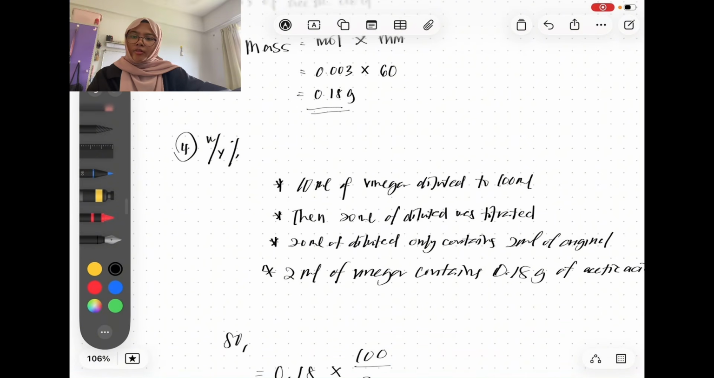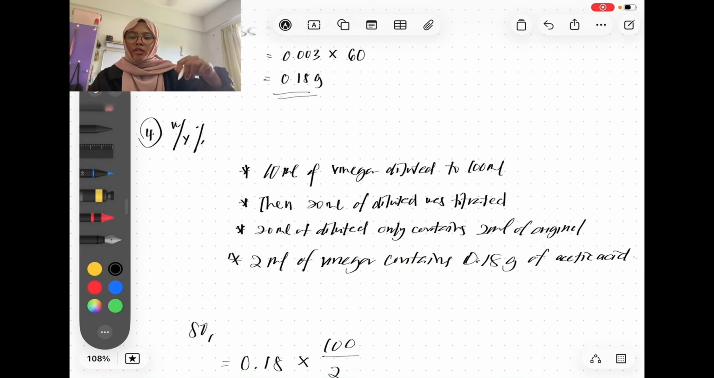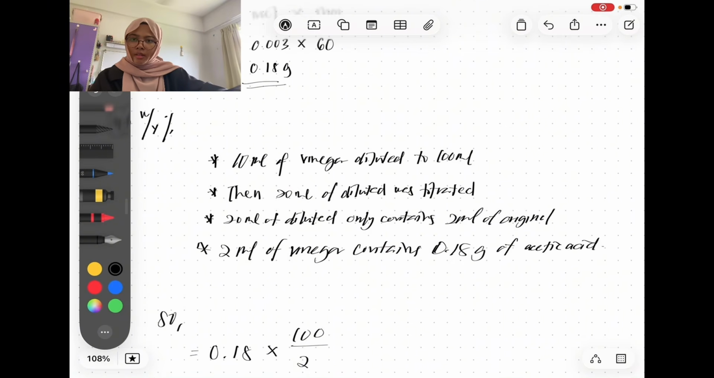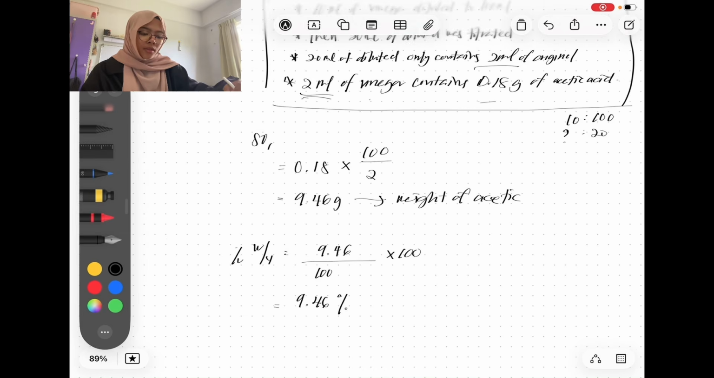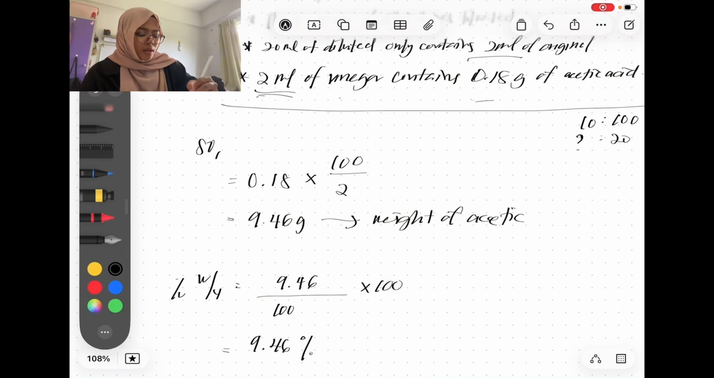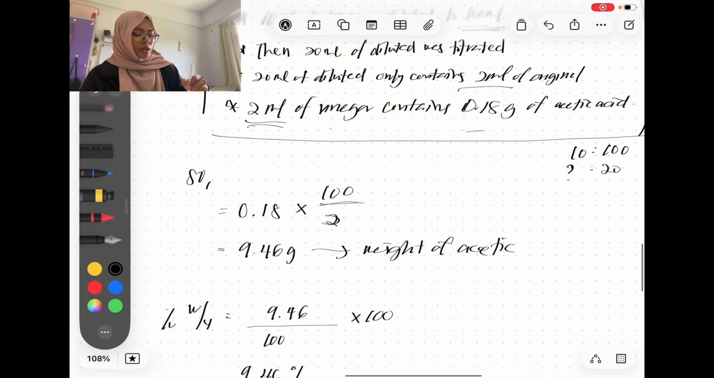First, 10 ml of original vinegar was added to 100 ml of water. Next, only 20 ml of the diluted solution was transferred to a conical flask for titration. Since 20 ml is 1/5 of the total, it contains the acetic acid present in only 2 ml of original vinegar. From this information, we can use it: acetic acid times 100 over 2. So you will get 9.46 gram. This is the weight of acetic acid.